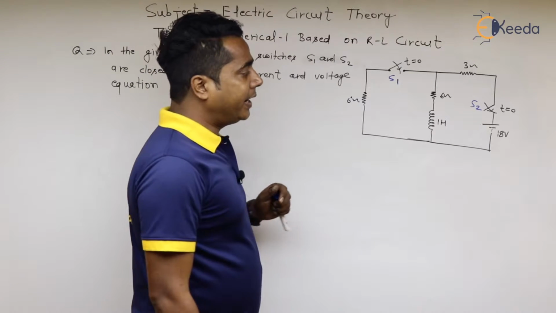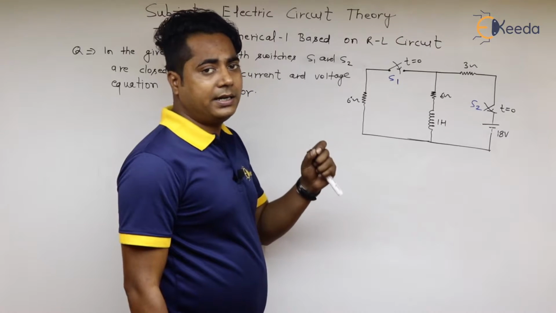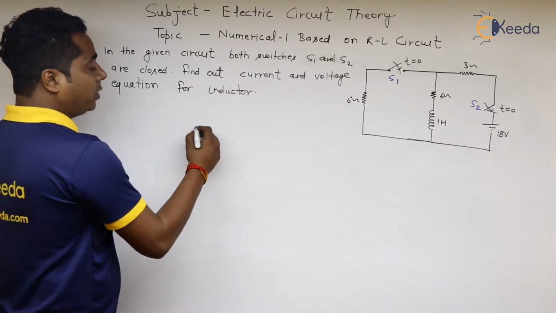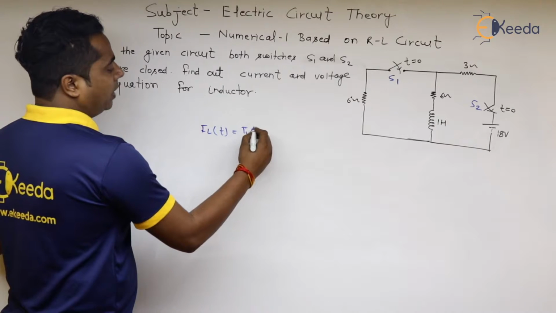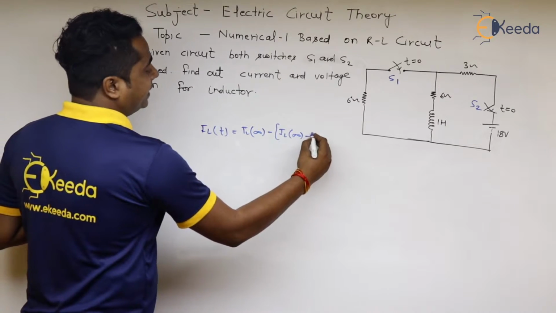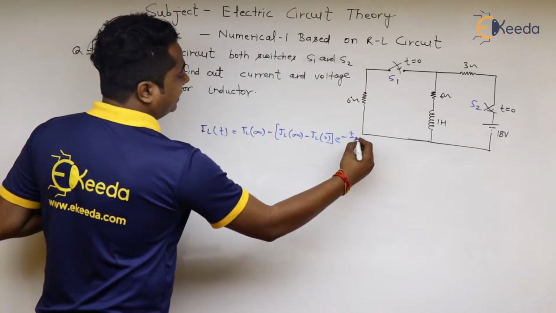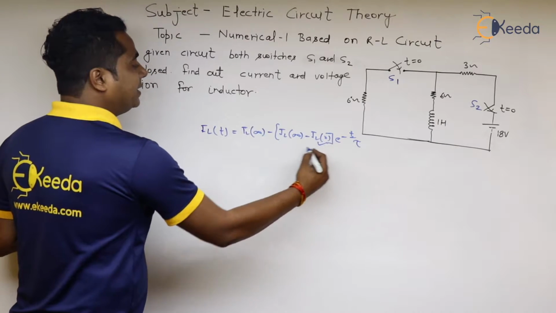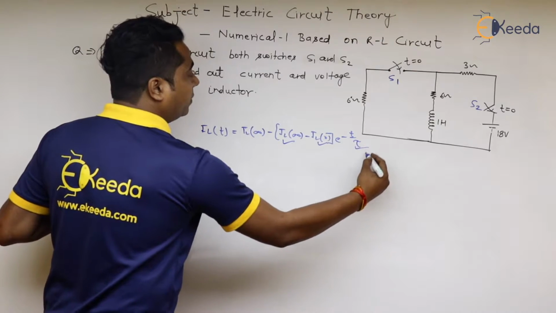For that, we have to calculate the value of IL0, IL infinity and tau, and we have to put all this into the equation. ILT is equal to IL infinity minus IL0 e to the power minus t upon tau. So first I will calculate IL0, then IL infinity, then time constant tau.